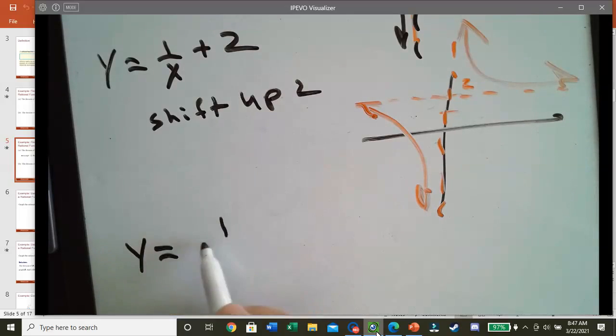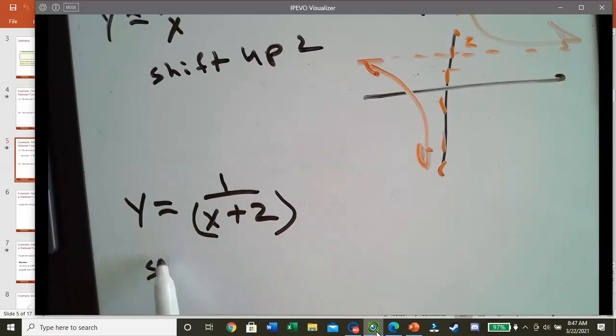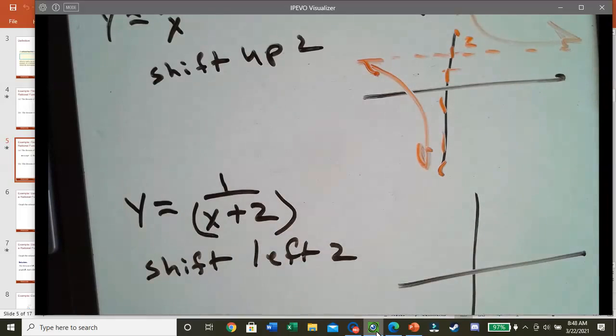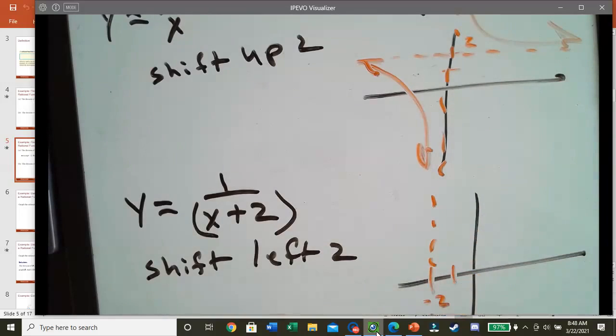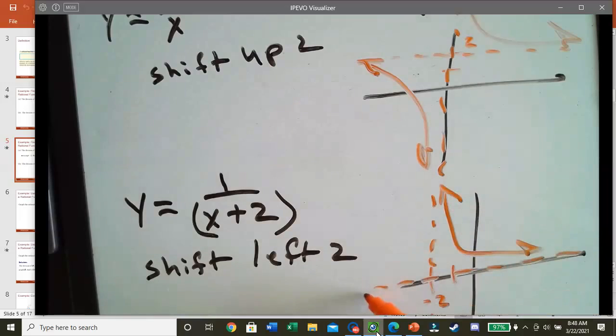So if we have y equals 1 over x plus 2 like this, this is like parentheses. Okay? Now that's going to shift. If it's like parentheses, this is going to shift which way? Yeah, left 2. So now your vertical asymptote shifts 2 spaces to the left. The horizontal asymptote doesn't change, but the curve is going to go wherever those asymptotes are going.